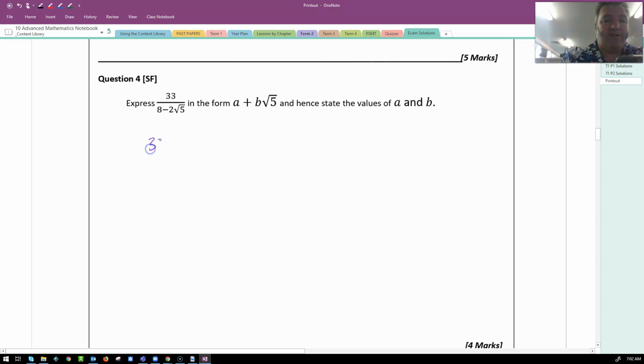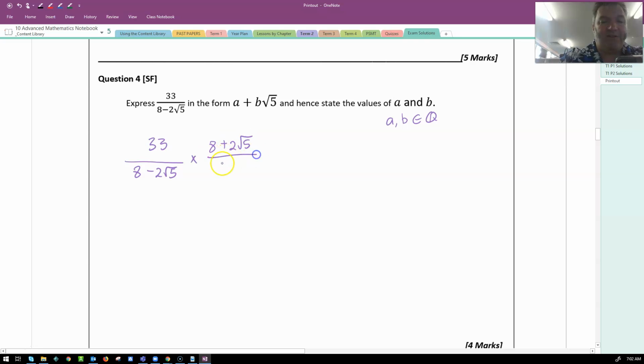We need to rationalise. It's just another way of giving you the same instruction. Looking at it now, I should have said a and b are elements of the rational numbers, but we haven't talked about them yet, so that's okay if you don't know what I'm saying there. I'm still going to rationalise. Multiply by the conjugate, 8 plus 2 root 5.